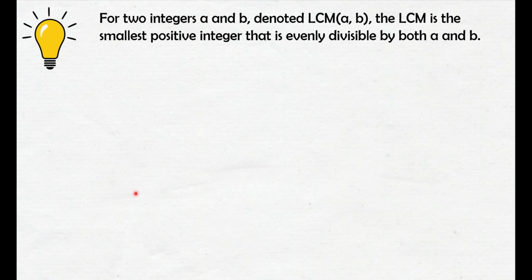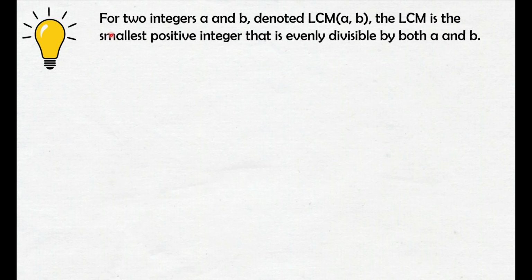So before we proceed to the main lesson, let's first review what the LCM is. For two integers a and b, denoted LCM of a and b, the LCM is the smallest positive integer that is evenly divisible by both a and b. So a and b here are integers, and their LCM is the smallest number that they can both divide. Okay? To understand better, let's give an example.